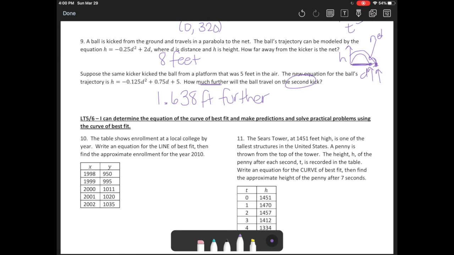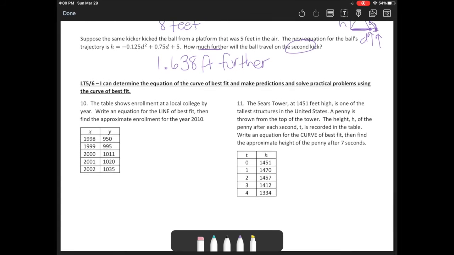All right, now we're going to go to targets 5 and 6. This is where you had to determine the equation of the curve of best fit. You may remember way back in Unit 1, when we were doing scatter plots, you had to do the linear regression to find the line of best fit. Well, now we're going to do the quadratic regression.